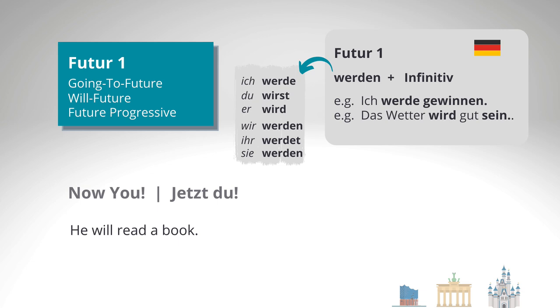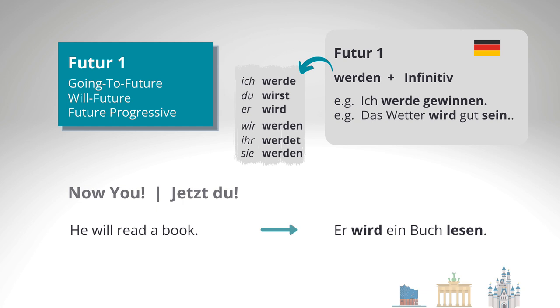The correct answer would be wird ein Buch lesen. Wird ein Buch lesen means he... Wird lesen means will read. Wird lesen, he will read. And a book is ein Buch.